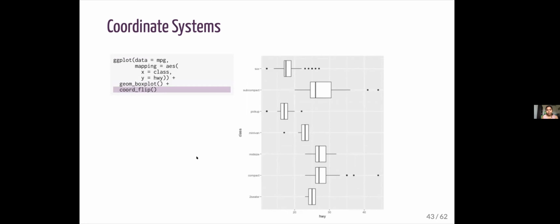And sometimes it is easier. I prefer this if you have very long names that are getting crowded here, or if you have incremental or very small changes between the groups, and it's easier to see if they are laid out horizontally. So coord_flip is useful for that.